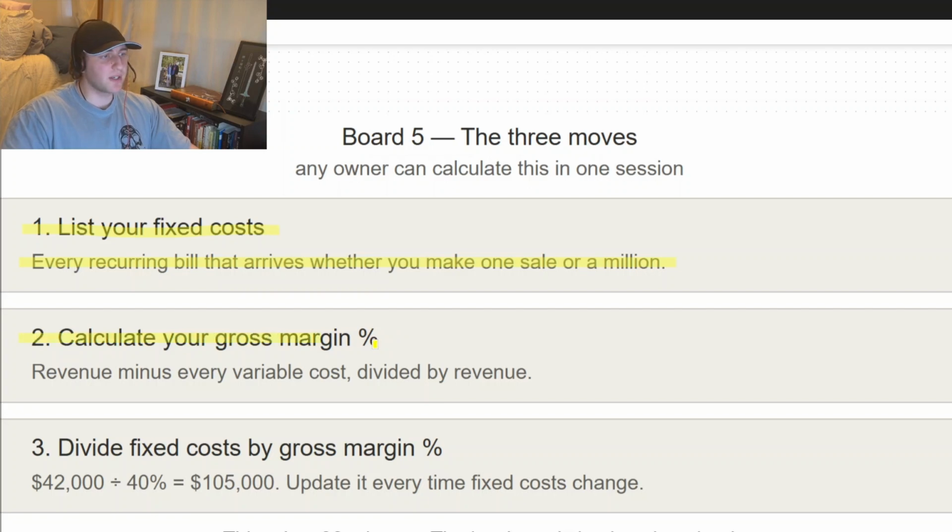Then you calculate your gross margin percentage, which is simply your revenue minus all your variable cost, then divided by your revenue. In other words, you take your gross margin and divide it by your total revenue. Then you take that gross margin percentage and divide your fixed cost by it. In our example, that's $42,000 divided by 40%, which leads to $105,000 as your break-even point. And all you got to do is update it every time your fixed costs change and you know your break-even point. This might take 30 minutes or an hour. And honestly, the hardest part is having clean books to do this.